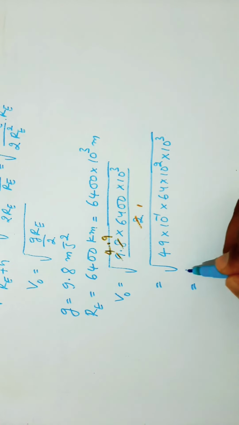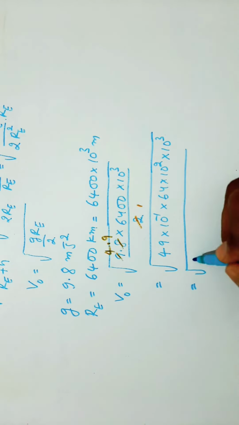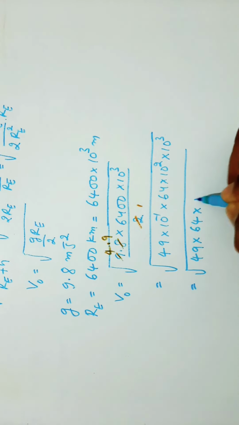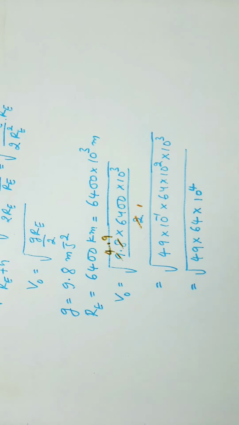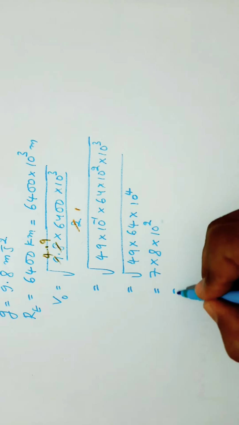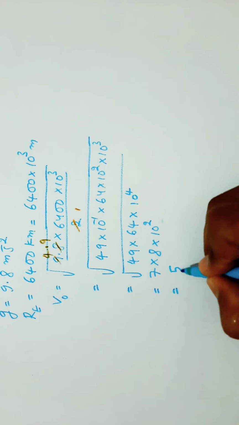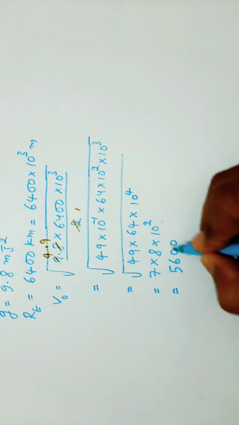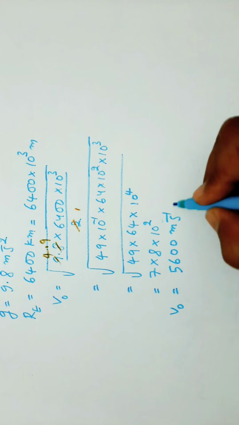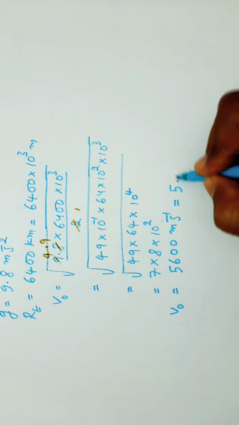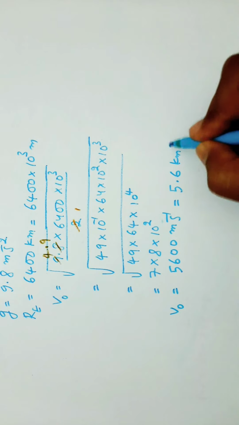So that is 49 × 64 × 10^(3+2-1), that is 10^4. The square root of 49 is 7, the square root of 64 is 8, and the square root of 10^4 is 10², that is 100. So 7 × 8 is 56, with 2 zeros: 5600... that is 56,000 m/s? As stated, v0 is about 5600 meters per second. It is also written as 5.6 kilometers per second.